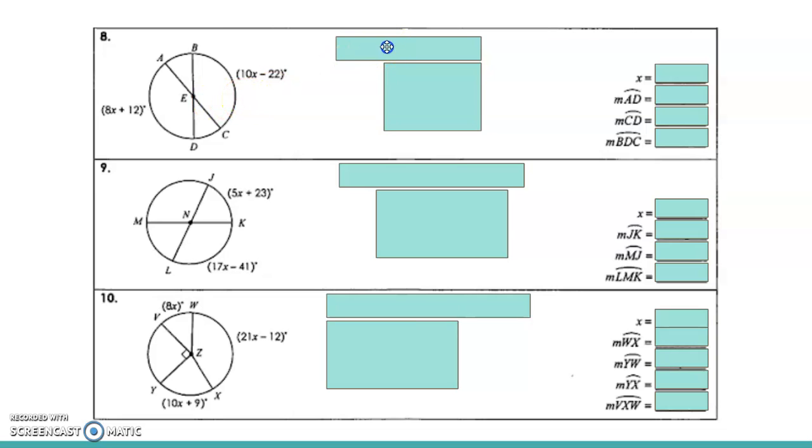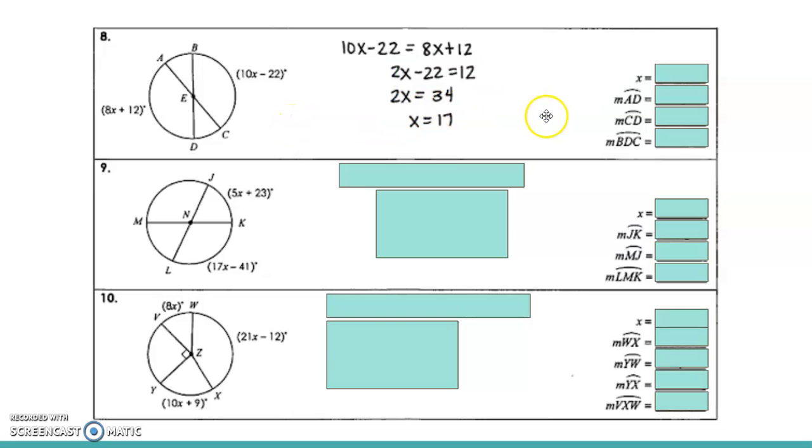angles. So I'm going to set 10x minus 22 equal to 8x plus 12, and I'm going to solve and find that x equals 17. Now that I know that x is 17, I can use that and find all of my missing arc measures. The first one that they're starting with is AD. So they gave me my algebraic expression for AD.